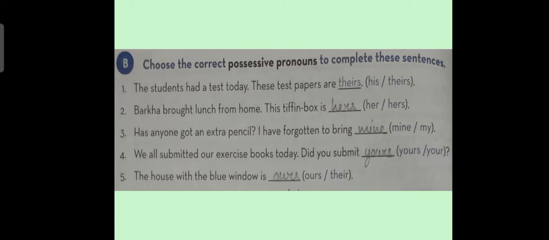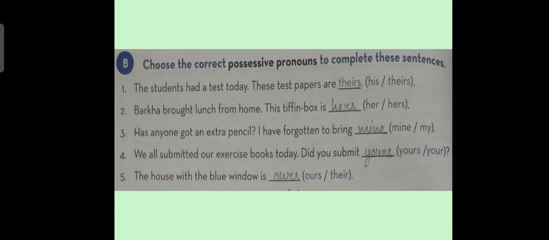Here also in this last sentence, dear students, you can understand very nicely that we were talking about the house which is having a blue window. The word house, about which we were talking, that we possess, is written in the beginning of the sentence. So we are writing the word ours.